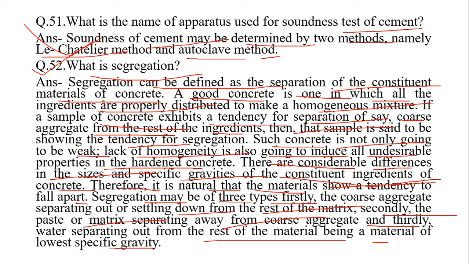Basically, in a good concrete the ingredients are properly distributed to make a homogeneous mixture. But due to segregation, the coarse aggregate gets separated from the rest of the concrete matrix. And due to its lowest specific gravity, water gets separated out from the rest of the materials, and fine aggregate also gets separated out, and this makes the concrete weak, and lack of homogeneity is also found in the hardened concrete.